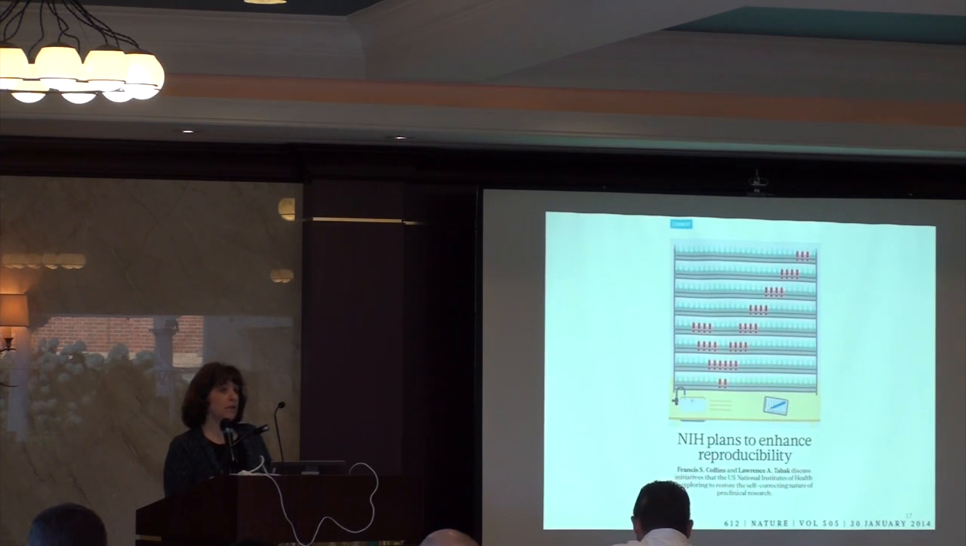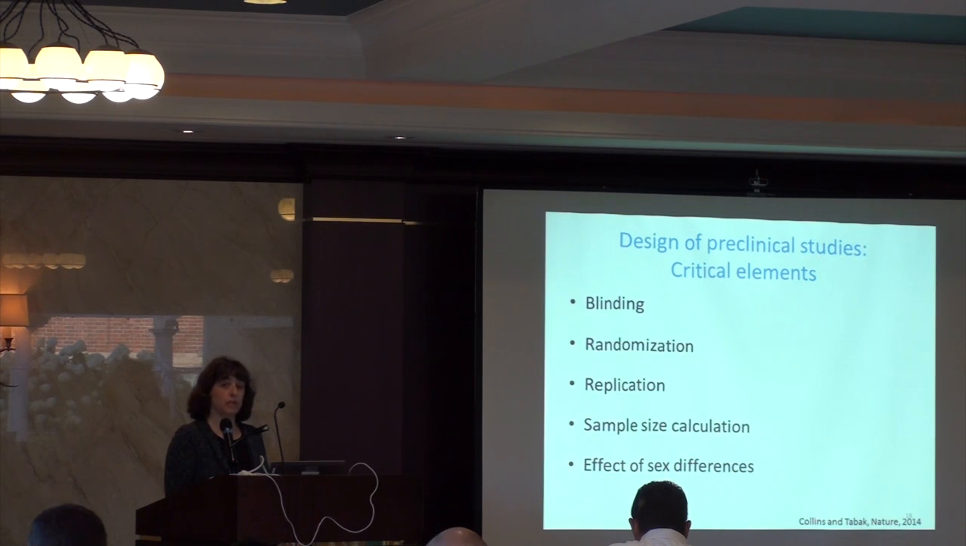And so based on these types of findings from the literature, the lack of reproducibility, and difficulty in finding data, NIH has a huge effort to enhance reproducibility. And there are certain elements that they've decided for preclinical studies really are critical to think about. These include blinding, randomization, replication, sample size calculations, as well as the effect of sex differences.